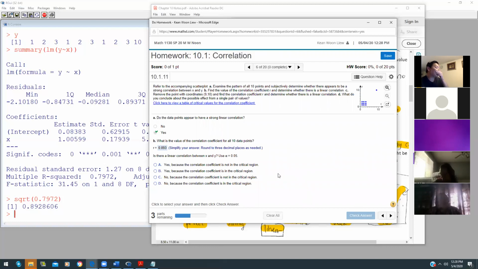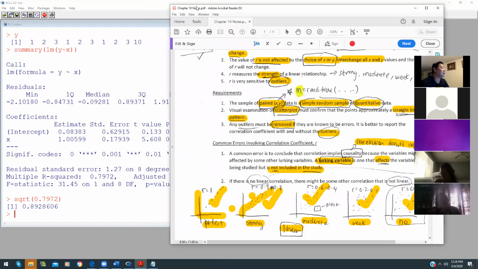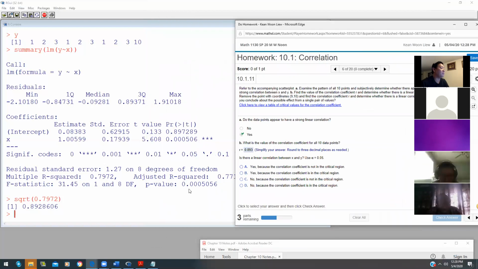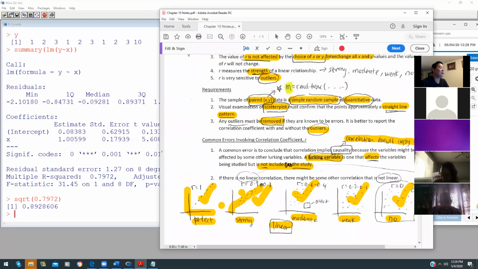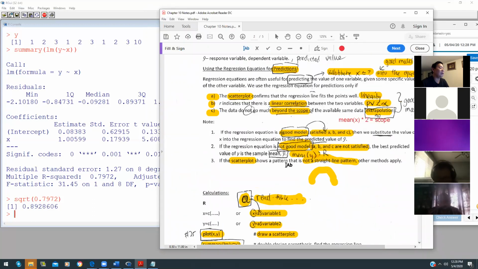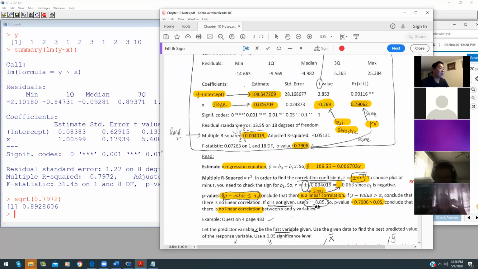Now we look at your p-value. Where is my p-value in this case? My p-value is this number, 0.00050056. Is this p-value less than or greater than alpha? Alpha is 5%. It's less than. So again, if you look at my notes here, there you go. If your p-value is less than alpha, there is a linear correlation. You see that? Since it's less than, there is a linear correlation.